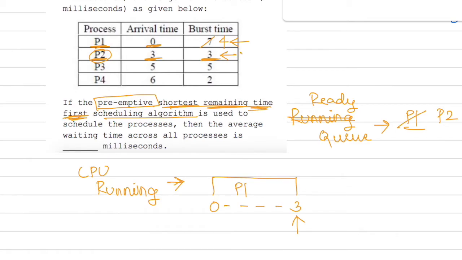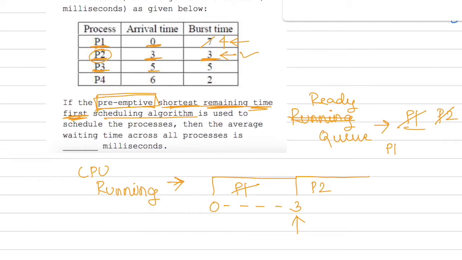Now we have to implement shortest remaining time first. So obviously P2 wins here. So P1 will get preempted. Since we have a preemptive algorithm, P1 will get preempted, it will be returned back into the ready queue, and P2 will get selected to run with the CPU. So this is where P2 gets selected at the 3rd second. Now P2 will keep on running till the 5th second.